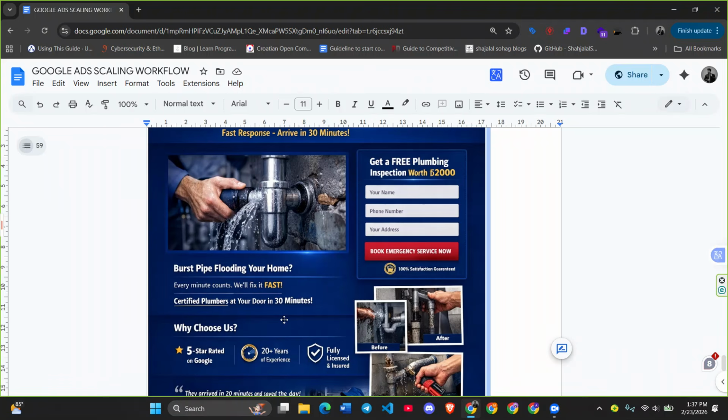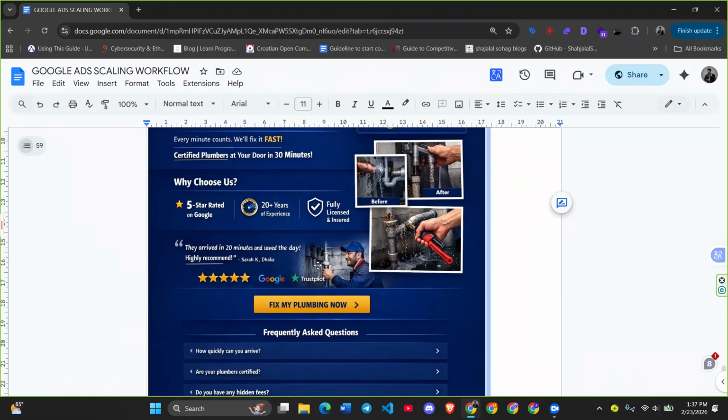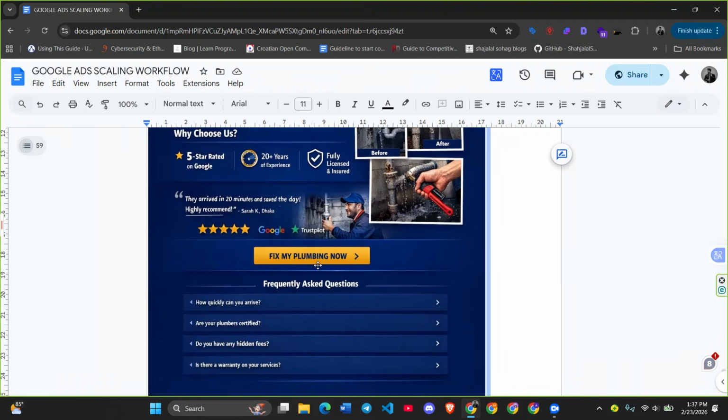Then you can use a strong CTA section. Your CTA should be action driven and benefit focused, also visually prominent and repeated multiple times. CTA example: don't use "Submit" like here. Use "Book emergency service now", "Get my free course", "Fix my plumbing today". Okay. Like this.